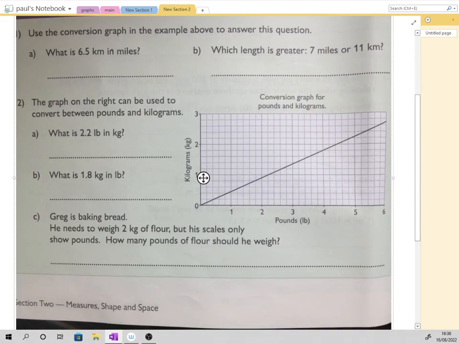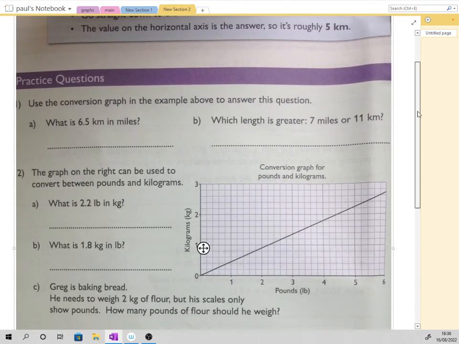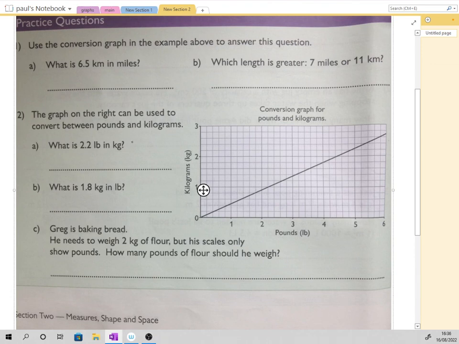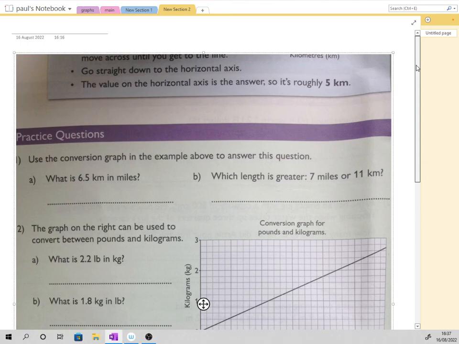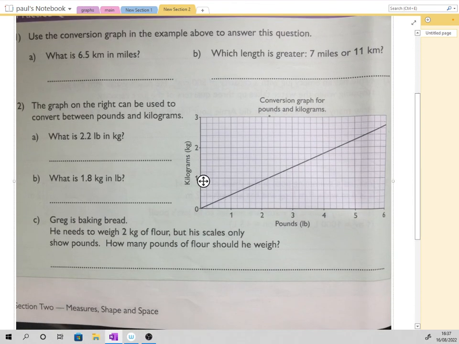Right, use the conversion graph in the example above to answer this question. In the example above. Didn't get any example above. There aren't any examples above. Well, we can't do those then, can we? Because I haven't got an example above. But the example above is another one. We'll come back to that, and I'll see if I can put that in.